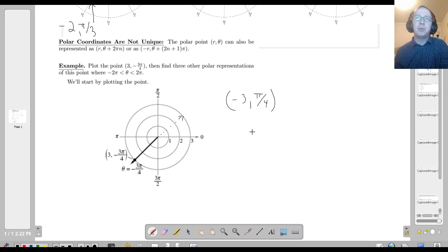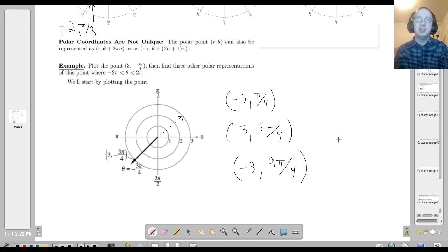I want you guys to come up with 2 others, right? So keep on adding pi to that angle and think about should it be a positive 3 or a negative 3. Then unpause and see if we came up with the same stuff. So our next one, if I add pi, that's an angle of 5 pi over 4. That's right back in the same direction, so I just want a radius of 3. And if I add pi again, that would be 9 pi over 4. So I've done a full revolution and then an extra pi over 4. That's in exactly the wrong direction, so I need to make it negative.